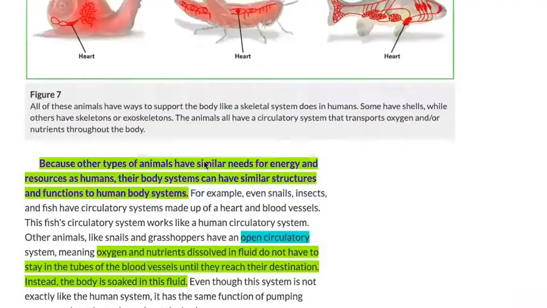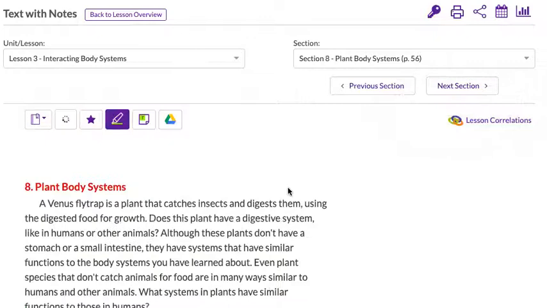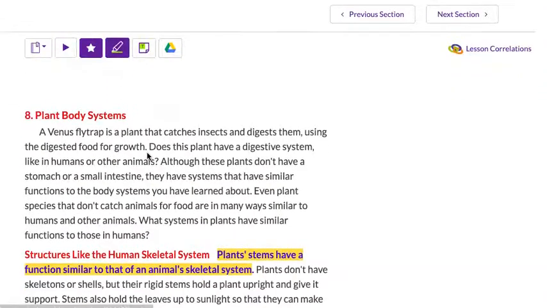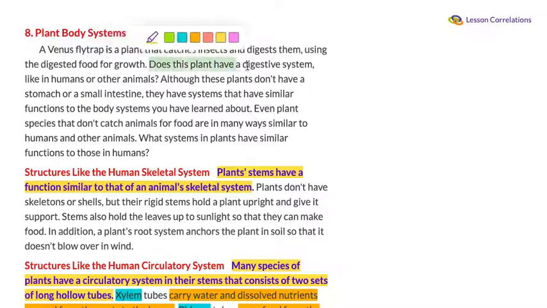Okay, and so let's go to section 8, plant body systems. A Venus flytrap is a plant that catches insects and digests them, using the digested food for growth. If you forgot how a Venus flytrap looks, go ahead and Google that. How does this plant have a digestive system like in humans or other animals?